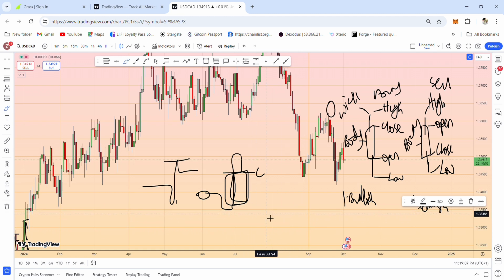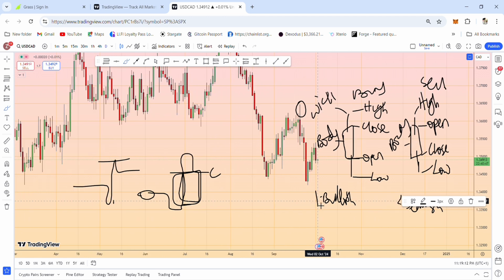A candlestick shows the market sentiment at a time of trading. They usually say the red candle is your bearish candle, the green candle is your bullish candle. But what matters is the opening and the closing price. If the opening price is higher than the closing price, that means it's a bearish candle. But if the opening price is lower than the closing price, it's a bullish candle.